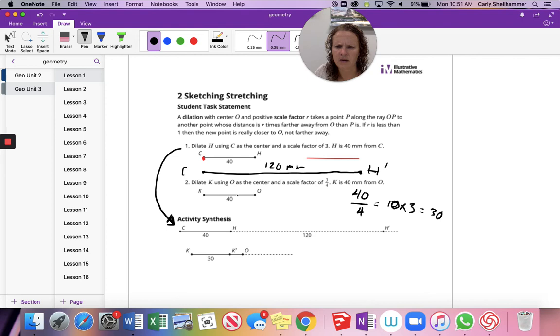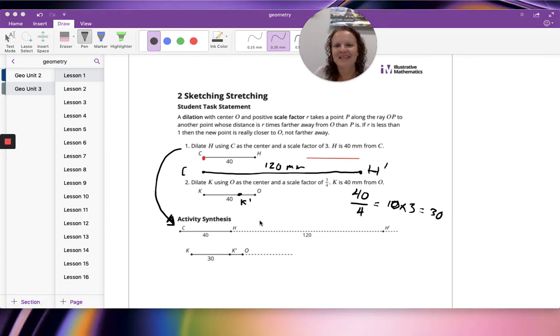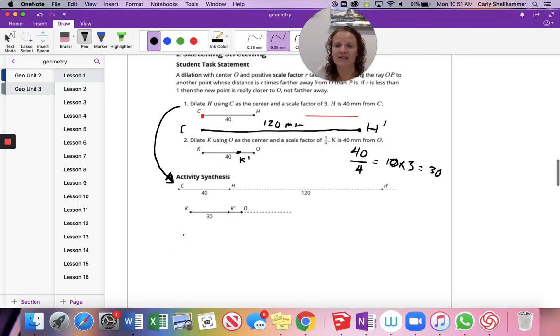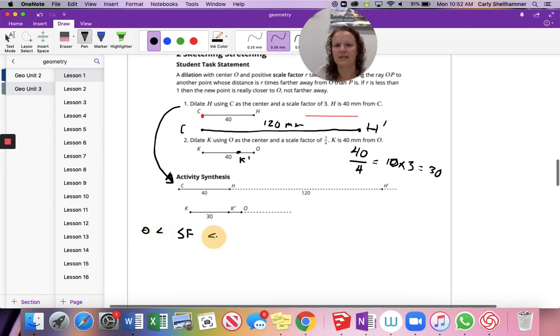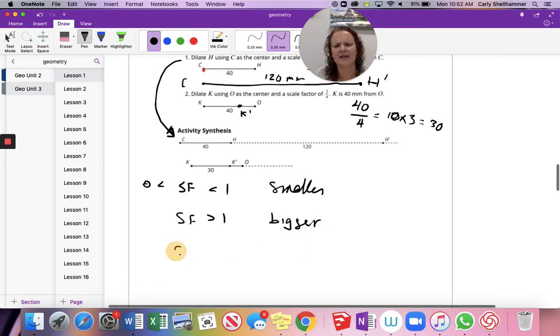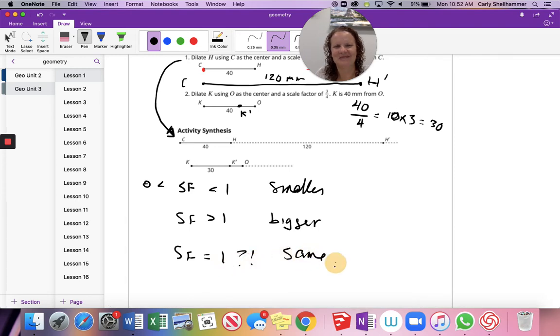That means that we would want that to be K prime. Let me clear my throat. Sorry about that. All right. So what I want to remind you here is when we have a scale factor that is between 0 and 1, we get smaller. And when we have a scale factor greater than 1, we get bigger. What about a scale factor equal to 1? We stay the same. All right, good job.